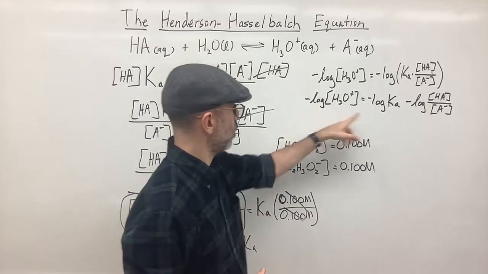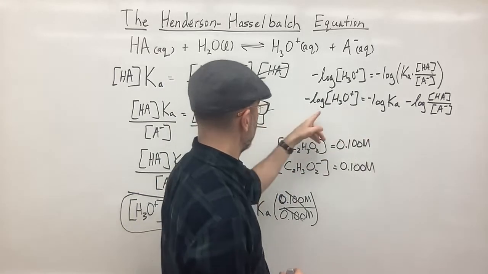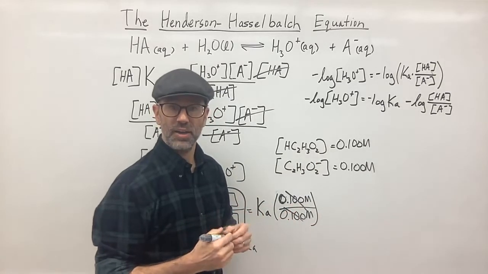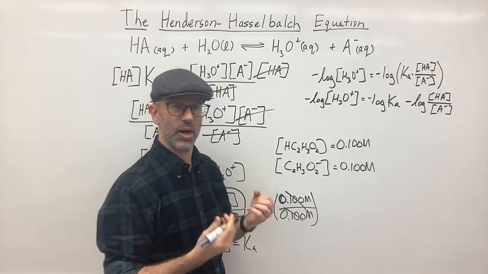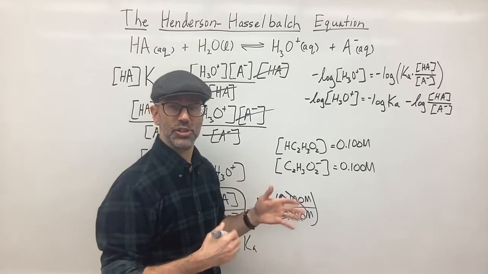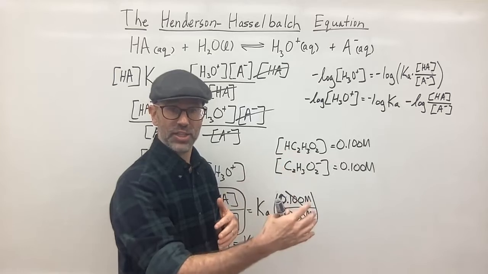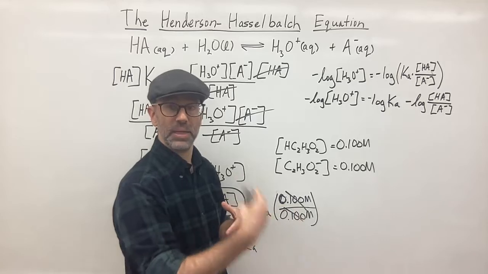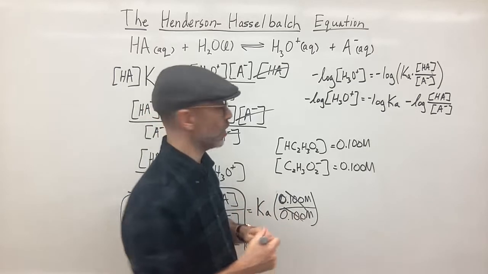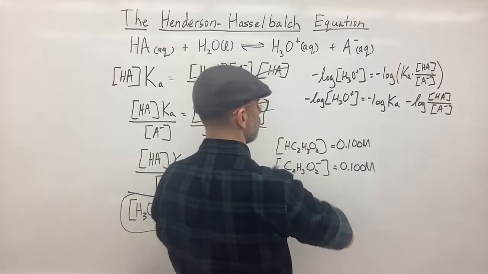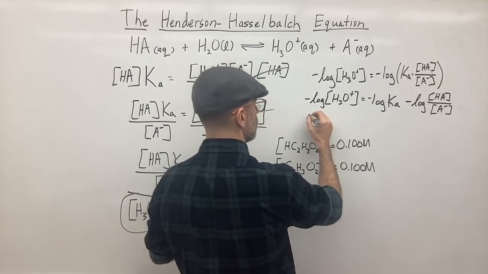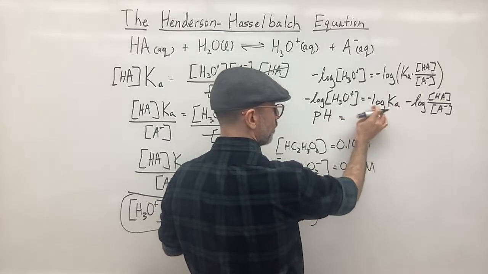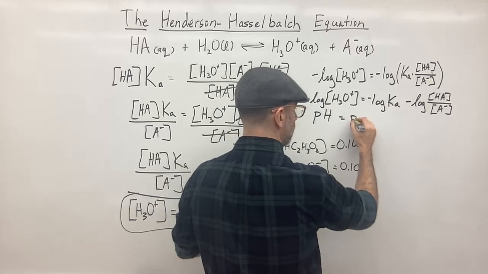So now I have the negative logs here. What I can do now is use the fact that the P function, like the pH, I know that the negative log of the H concentration is equal to pH. I know that the negative log of Ka is going to be pKa. So now I can substitute those. So negative log of H3O plus concentration is going to be the pH, equal to pKa.